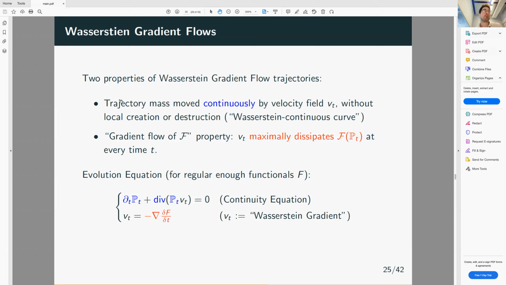But anyway, if you combine these two constraints that we want to put on the notion of Wasserstein gradient flow, you obtain, and I'm not going to make the derivation, this continuity equation. That is the one that comes from the first property. The continuity equation enforces that you don't create or destroy probability mass in space over time. And in order to maximally dissipate or decrease f, you're going to use a specific velocity field. This specific velocity field can be understood as the Wasserstein gradient of the functional f.